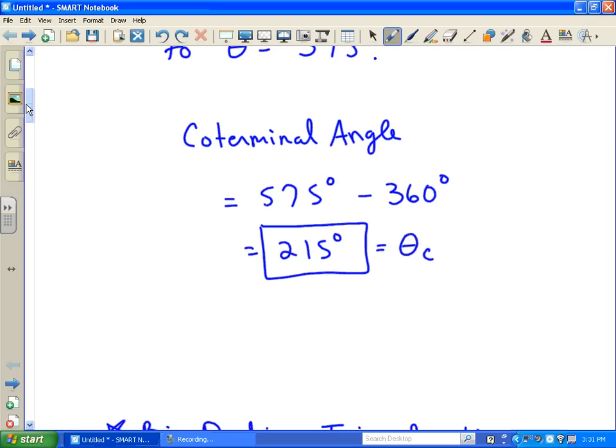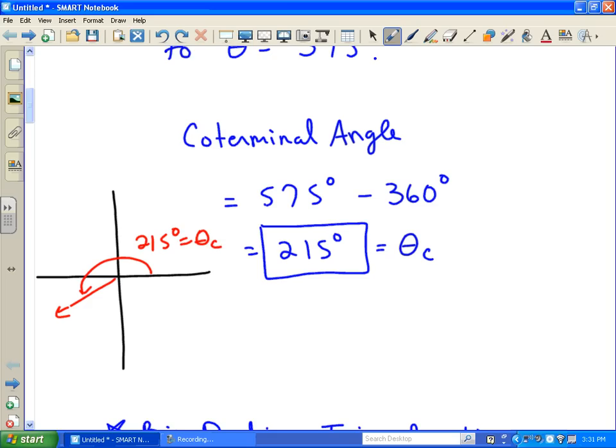Okay, a picture of what this looks like as far as your drawing, 215 degrees would be located off in here somewhere. Okay, that would be my coterminal angle. 575 degrees, to achieve that, you would need to rotate 360 degrees around and then an additional 215 degrees. And so that would have been my original. So you see that these two angles are in the same location, they just have different amounts of rotation.